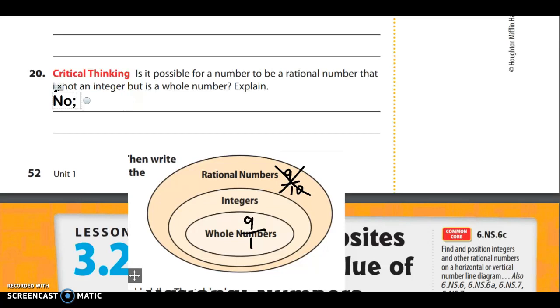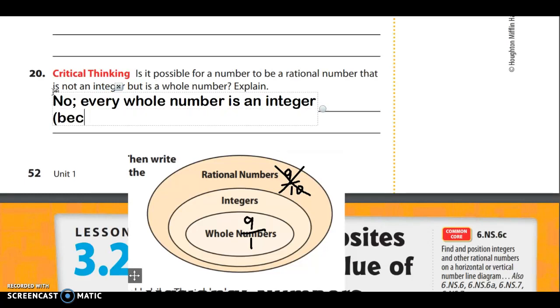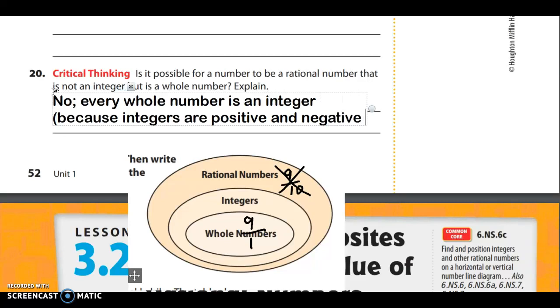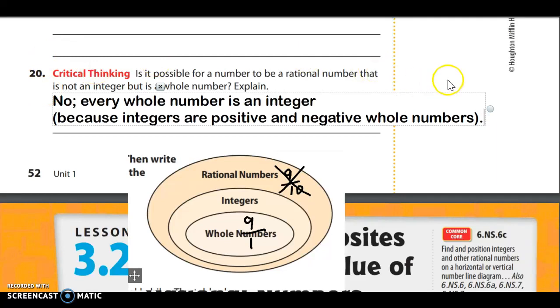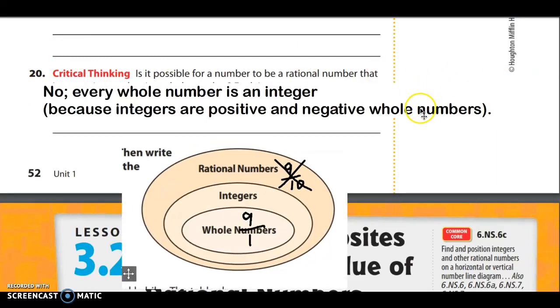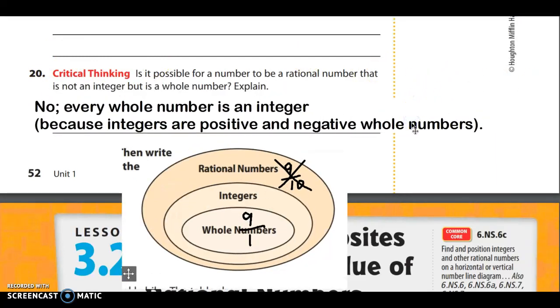The answer is no, and that says explain. Every whole number is an integer. And then we might say because integers are positive and negative whole numbers. That's their definition. That's what an integer is. It's a positive and negative whole number. So, the answer is no. It can't be a whole number and a rational number without being an integer.